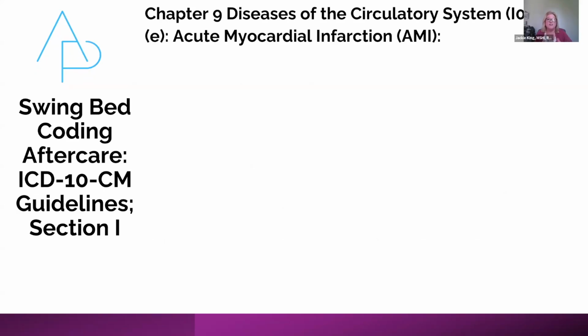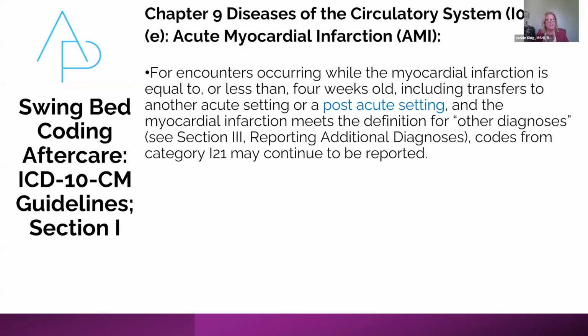All right, going over to chapter 9. So really, when you're coding these, just read your doctor's documentation, understand the guidelines of the ICD-10, and you got it. So let's go to chapter 9. We get a lot of patients coming out of an MI, acute myocardial infarction. The rules say in the guidelines under section 1, for encounters occurring while the myocardial infarction is equal to or less than 4 weeks old, including transfers to another acute setting or a post-acute setting, which is your swing bed, and the myocardial infarction meets the definition for other diagnoses, look under section 3 for reporting additional diagnosis codes. You may use the I21 category to be reporting because you still are considering them as an active MI.